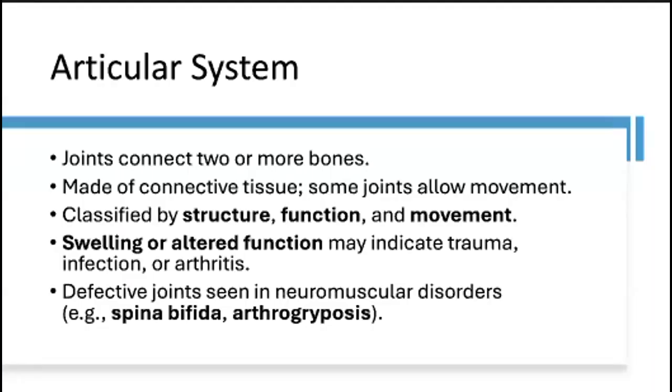Articular system. So the articular system consists of the joints between the bones. Joints are composed of connective tissues and serve to connect 2 or more bones, provide stability and support, and allow for movement in varying degrees. Classification of joints is based on structure, function, and type of movement they permit. Clinical considerations: joint swelling and decreased function require evaluation. It may be due to trauma, infection, or arthritis. Children with neuromuscular disorders may present with defective or abnormal joint development, such as those children with spina bifida.